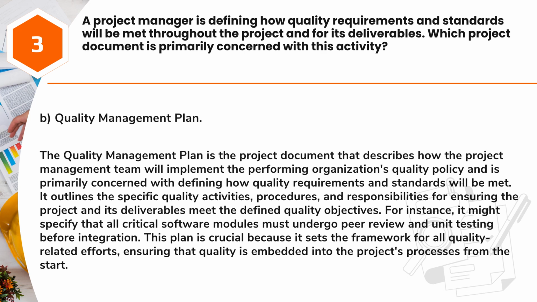It outlines the specific quality activities, procedures, and responsibilities for ensuring the project and its deliverables meet the defined quality objectives. For instance, it might specify that all critical software modules must undergo peer review and unit testing before integration. This plan is crucial because it sets the framework for all quality-related efforts, ensuring that quality is embedded into the project's processes from the start.